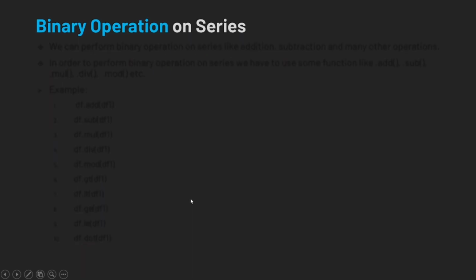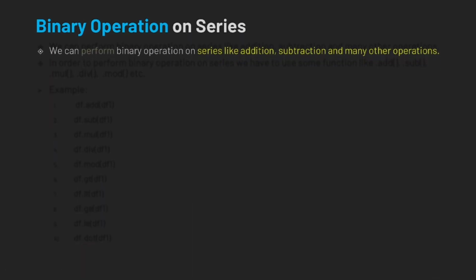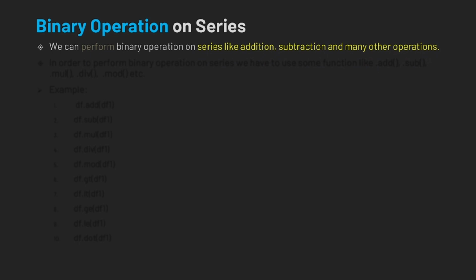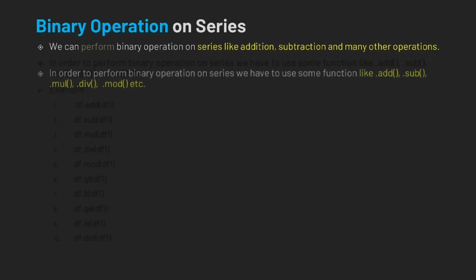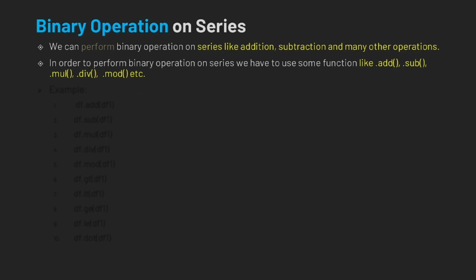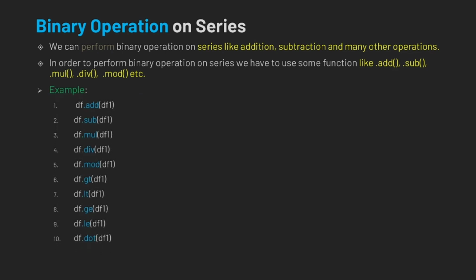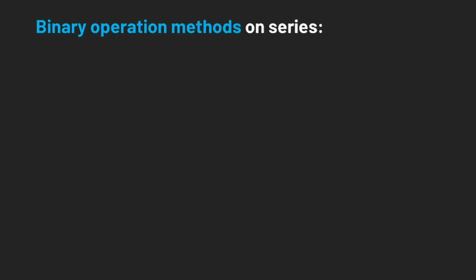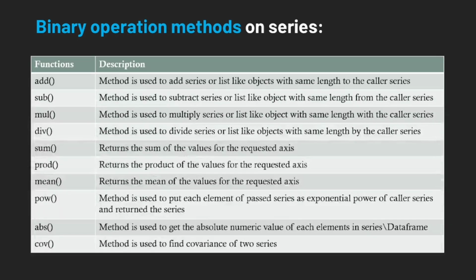Now next topic, binary operations on series. Binary operations allow you to perform element-wise calculations between two series. This means you can add, subtract, multiply, divide and more using various functions. Pandas series provide various methods for performing mathematical operations. Let's explore these methods: arithmetic operations, aggregation methods, element-wise operations, statistical methods.